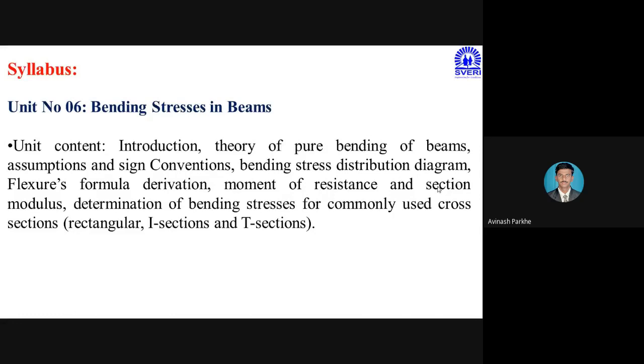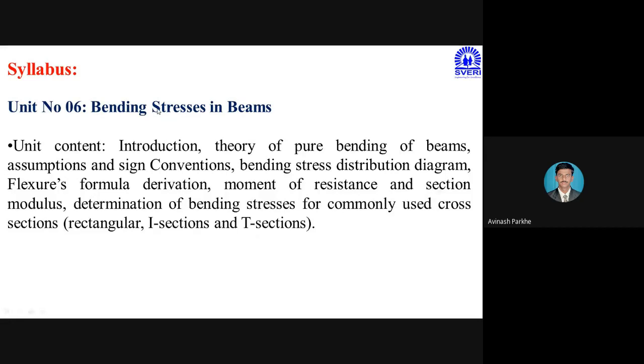Then the flexural formula, the bending stress formula. We have one small derivation, and that derivation is related to the bending stress calculation. If I have to calculate the bending stress induced in that beam, the first requirement is that we have to derive one formula.